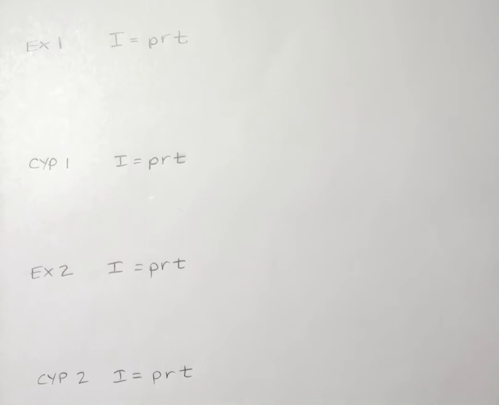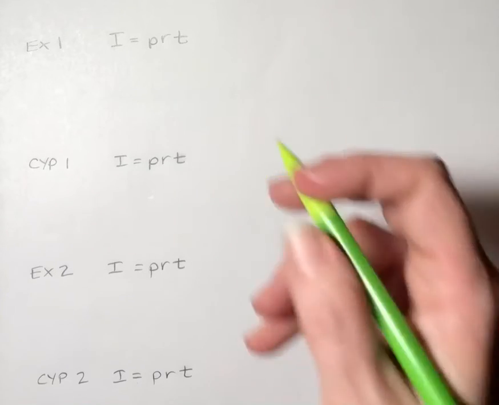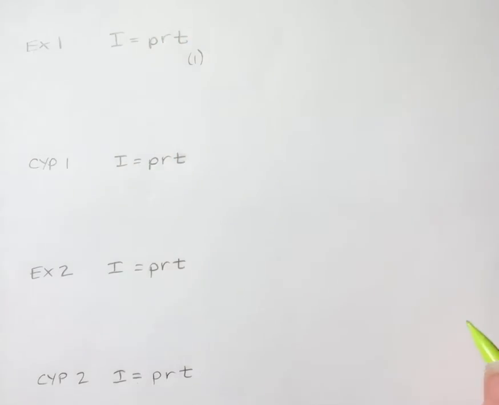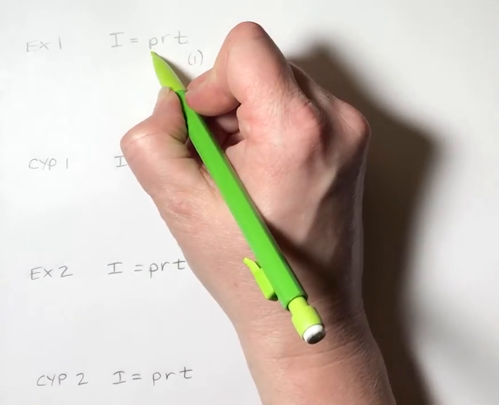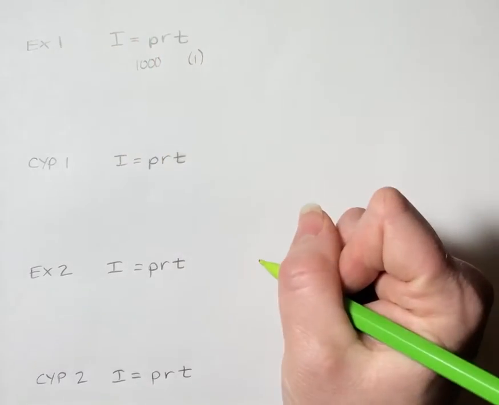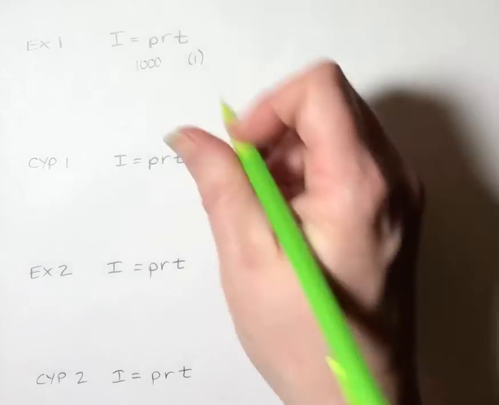Section 11.1, Example 1. Calculate the simple interest earned in 1 year, so my time is 1, on a deposit of $1,000, so my principal is $1,000, if the interest rate is 5%.